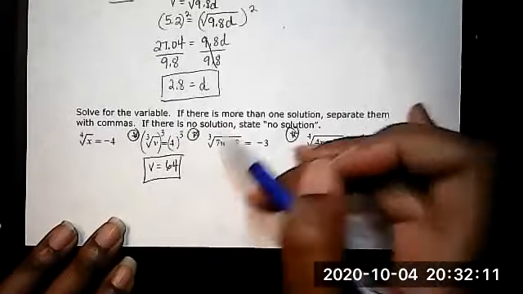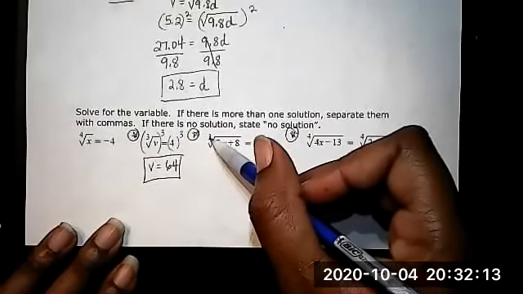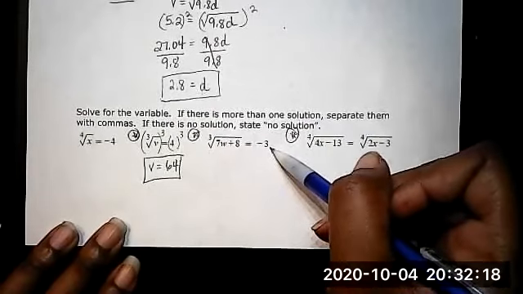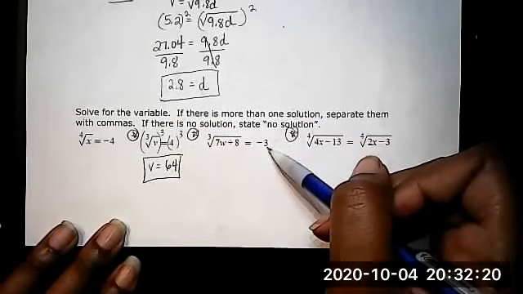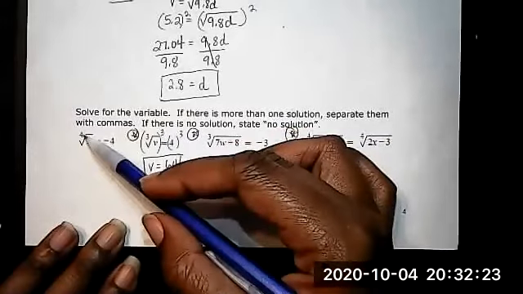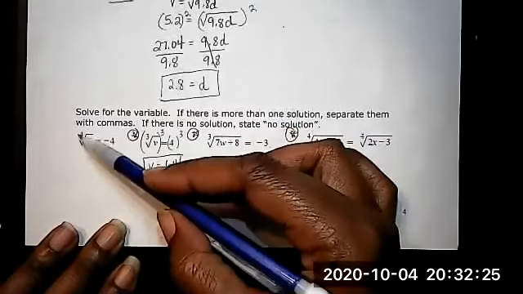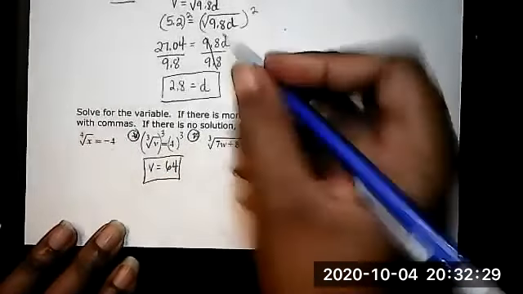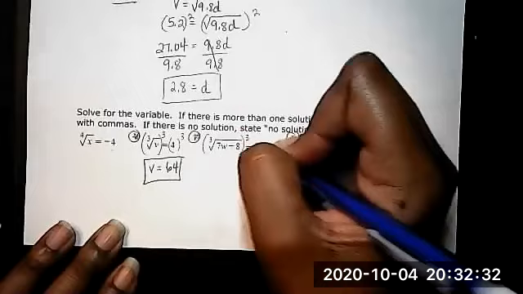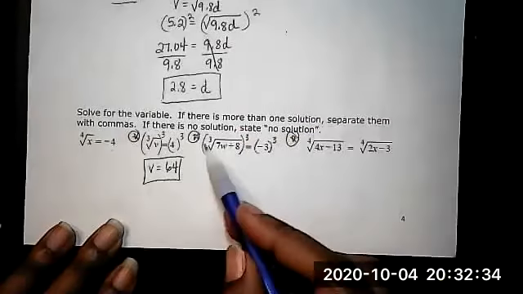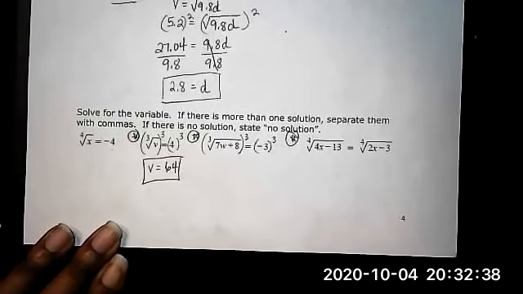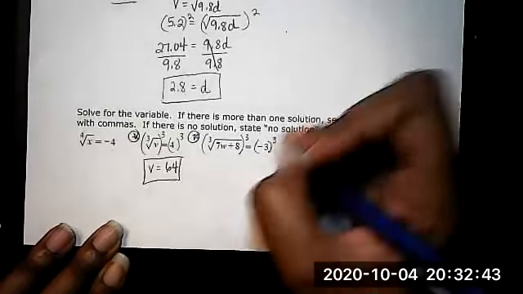Let's look at this one. Same concept, but just understand if it's a cube root, it can equal a negative. If it's a 4th root, it cannot equal a negative. If it's an even root, it can't equal negative. This one's no solution. This one has a solution. Let's cube it. If it has an odd root, it can equal a negative. So we're going to cube: negative 3 raised to the 3rd power is negative 27.